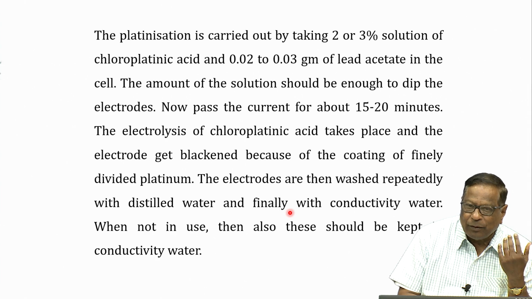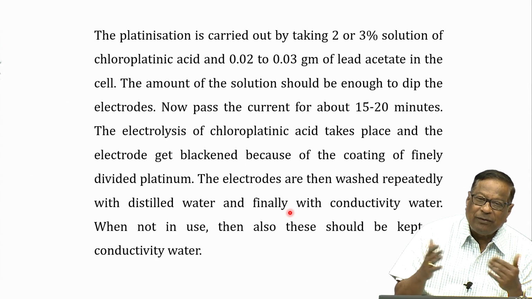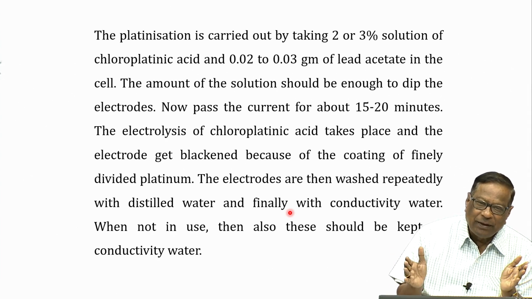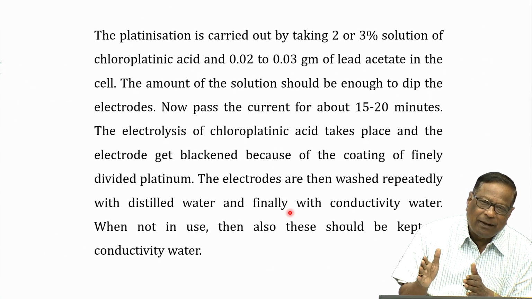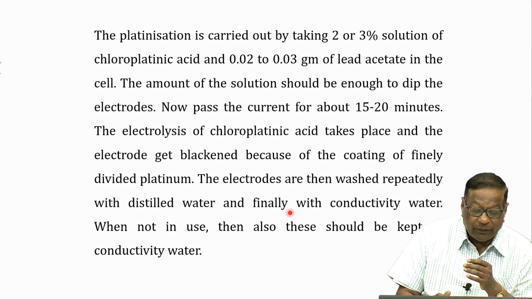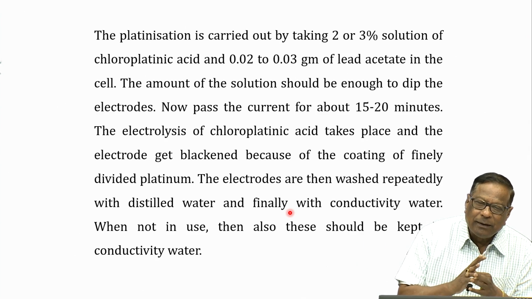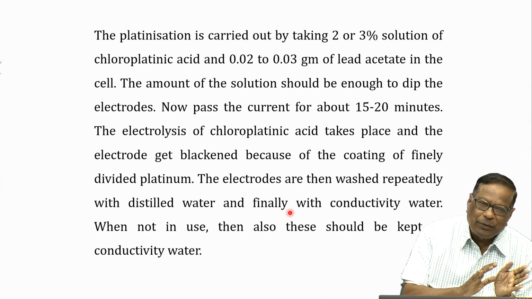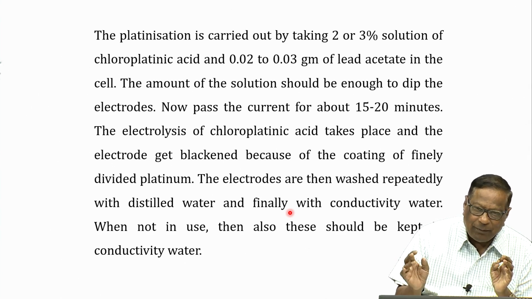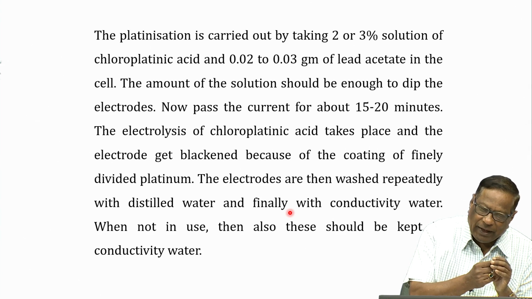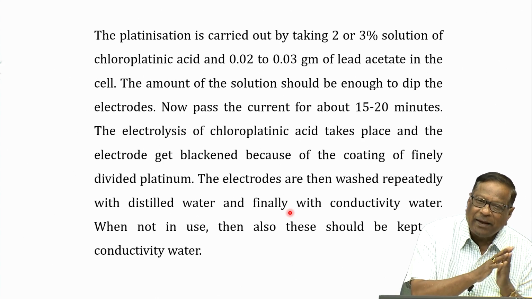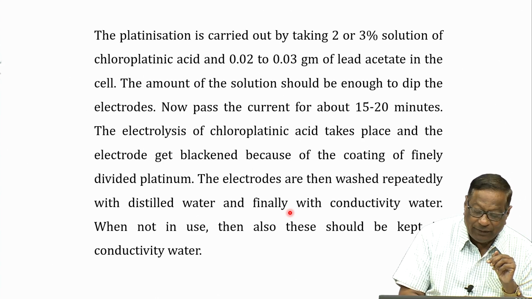current will be passed for about 15 to 20 minutes. The electrolysis of the chloroplatinic acid will take place. So, what will it produce? H plus and chloroplatinic anion. So, the anions will move towards the anode and cations will move towards the cathode. So, platinum ions will move towards the cathode, that is on the platinum foil, they get deposited as a black powder. So, that is how we prepare them.